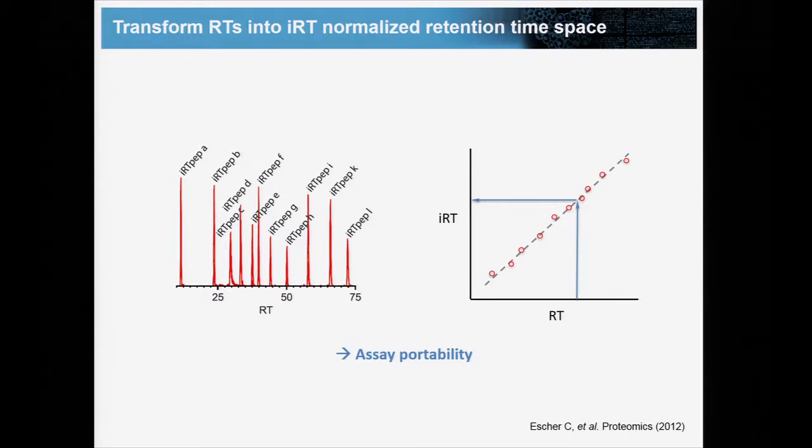So I mentioned already that at this step, this linear regression is being done by Spectrast automatically if you select this. And so we're going from the real retention time space through this linear correlation with these iRT peptides, and we're storing this in this iRT space, and this really goes to assay portability.